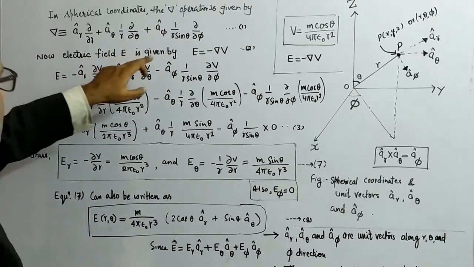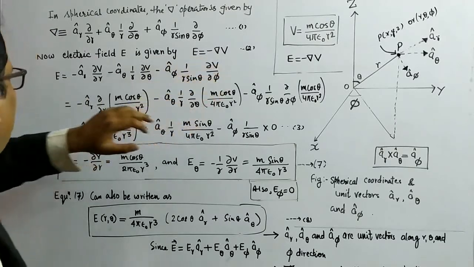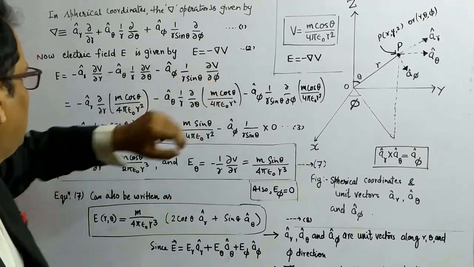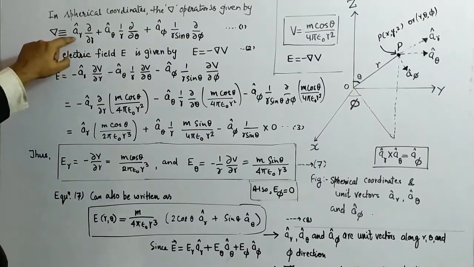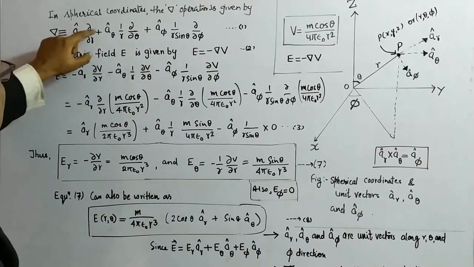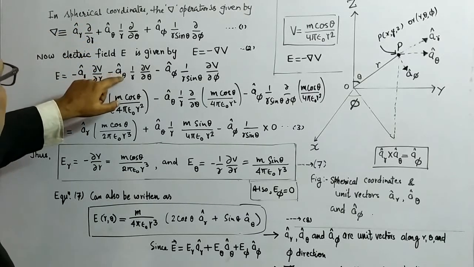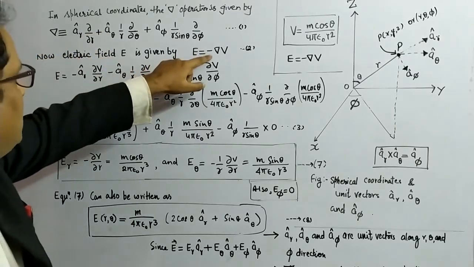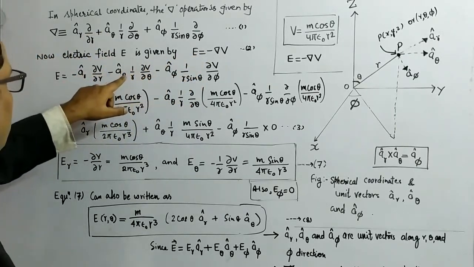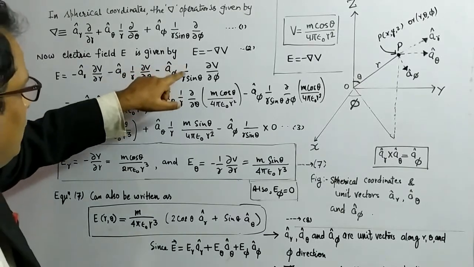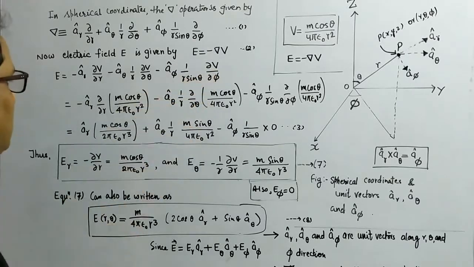So now electric field E is given by E is equal to minus del V. We shall use this value of del and put it over here. So this will give you E is equal to minus Ar del V upon del r, minus A theta, because the negative sign is there. That is why all the terms have become negative. 1 upon r del V by del theta, minus A phi unit vector 1 upon r sin theta del V by del phi. Now we have to differentiate these terms with respect to r, theta and phi respectively.